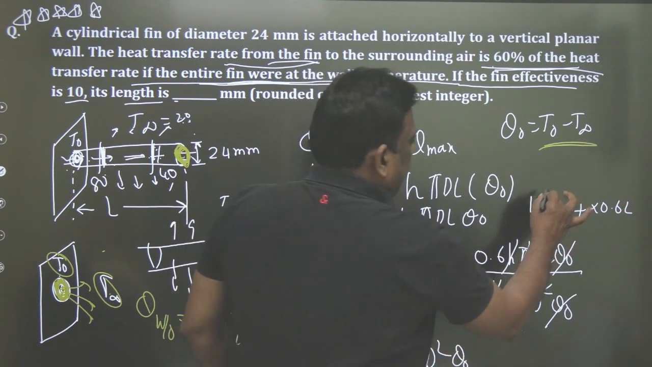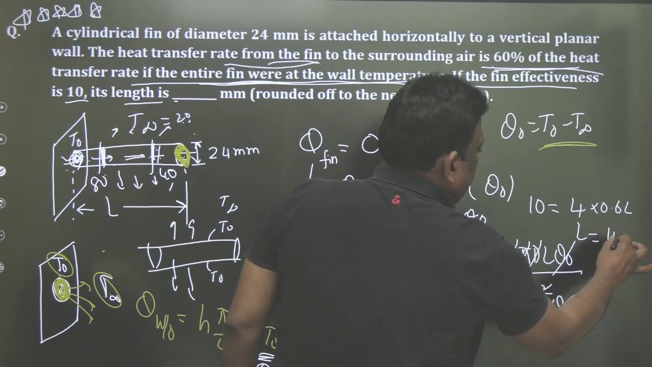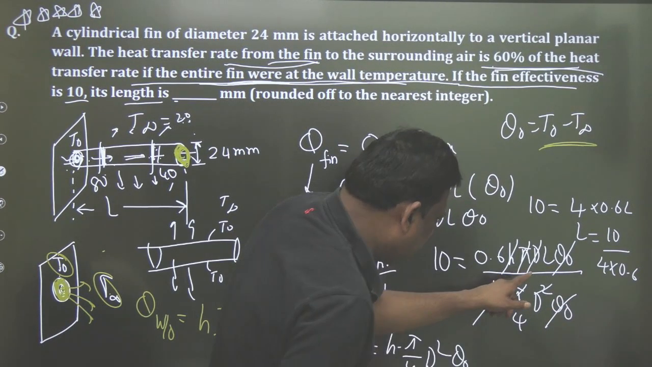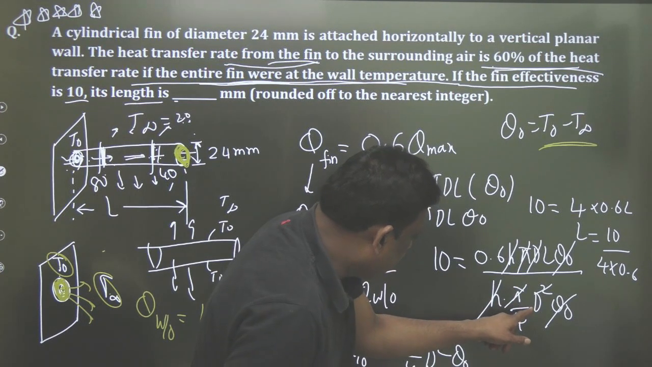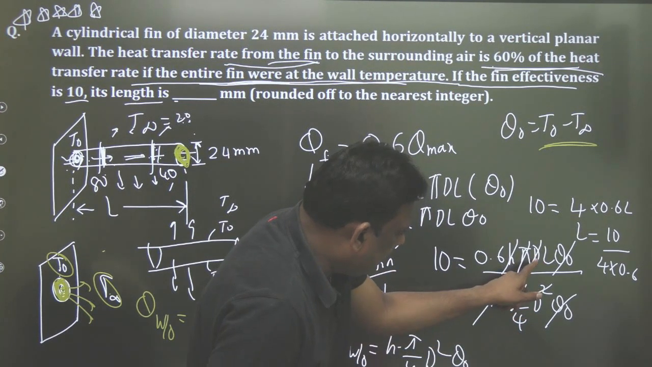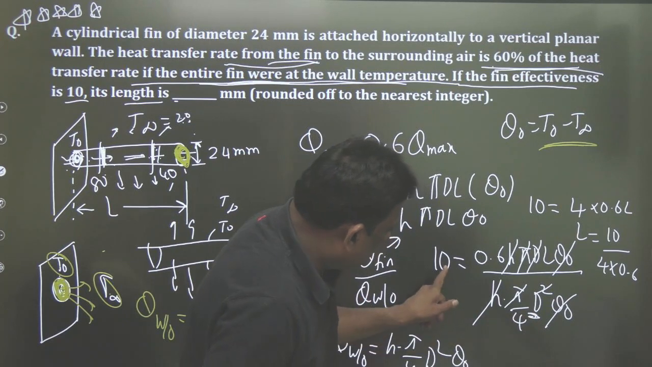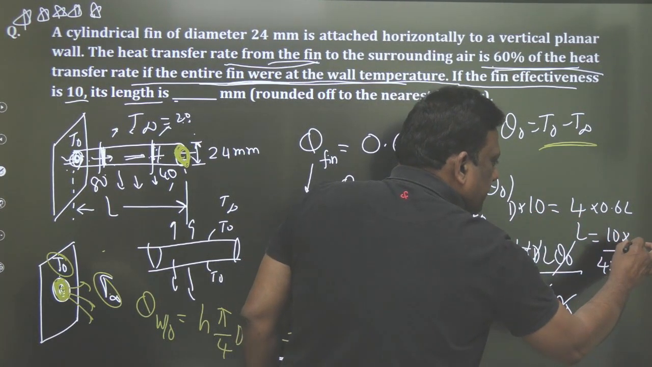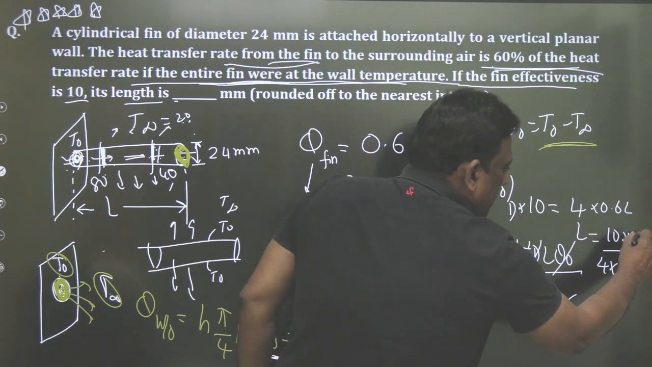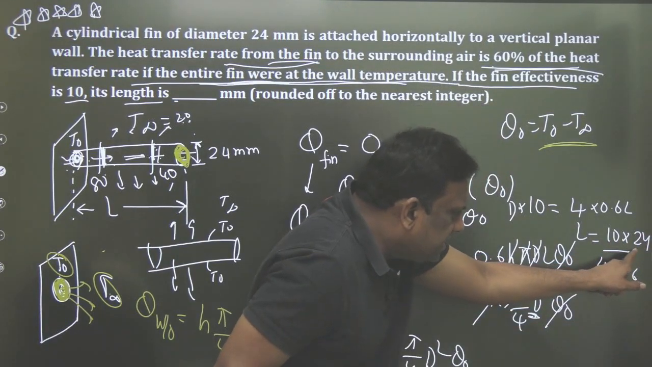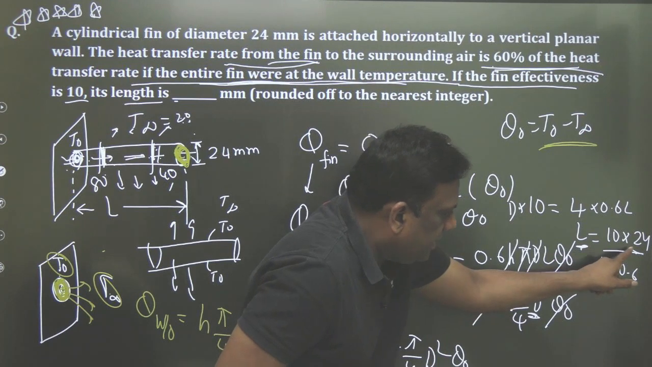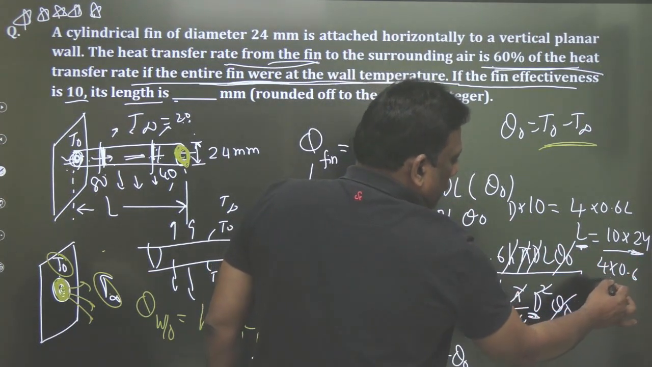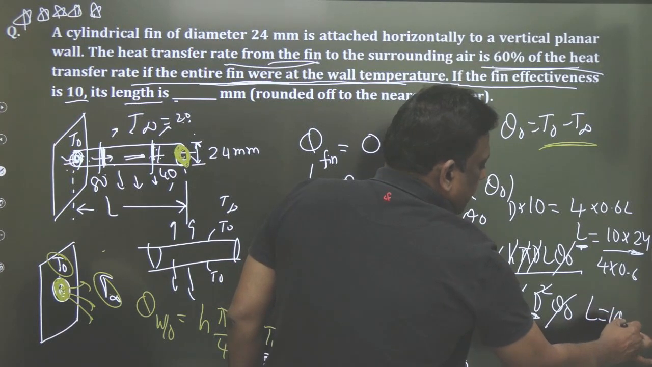Okay, so L is equal to 10 by 4 into 0.6. There is something missing here: one d is gone, but one d is left here. So it is 10 into d. What is d given? d is 24. If d is in mm, L will also be in mm. How much is coming, sir? 2.4. So I will get L as 100 mm.